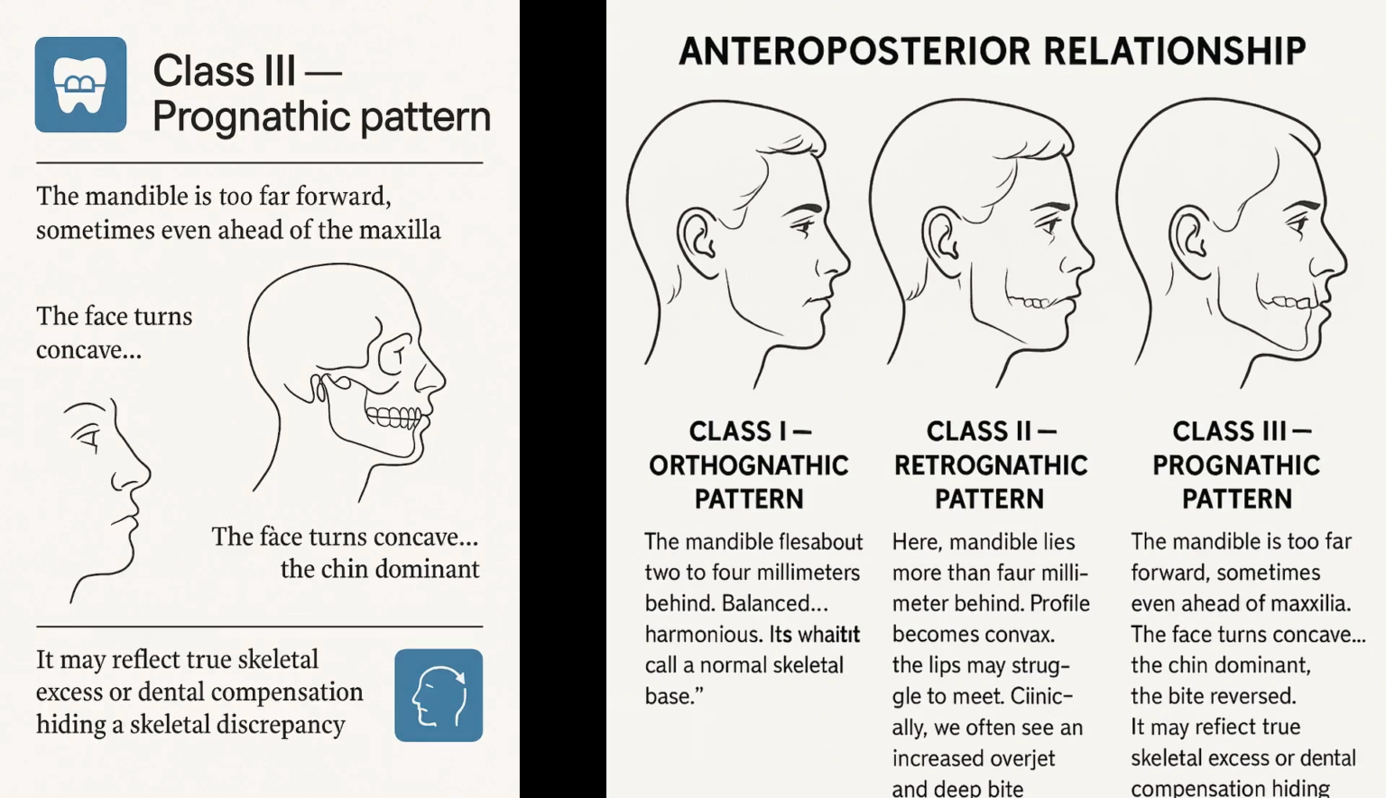Class 3. Prognathic pattern. The mandible is too far forward, sometimes even ahead of the maxilla. The face turns concave, the chin dominant, the bite reversed. It may reflect true skeletal excess or dental compensation hiding a skeletal discrepancy.